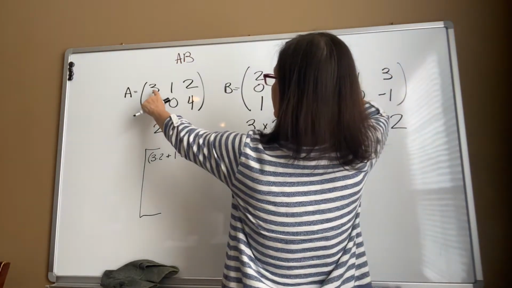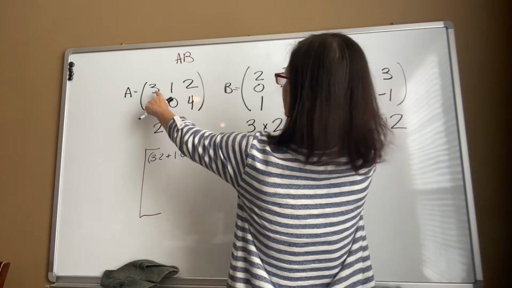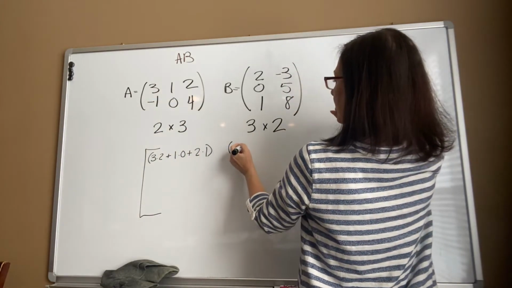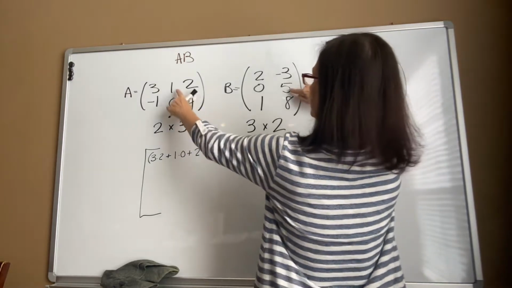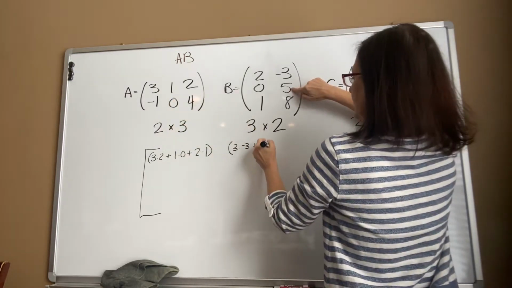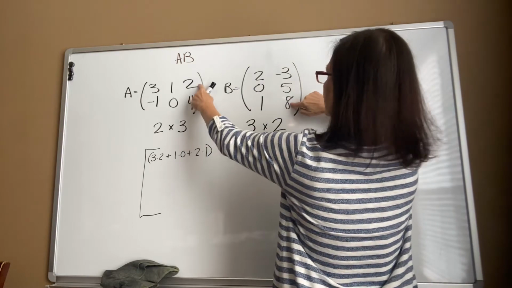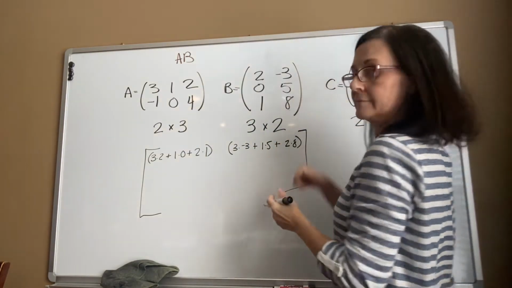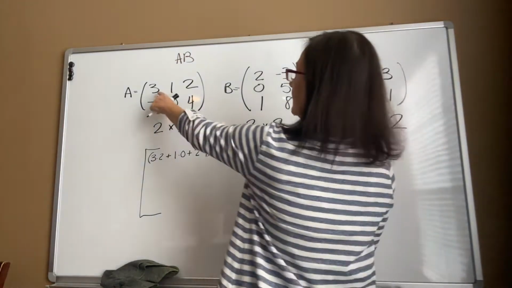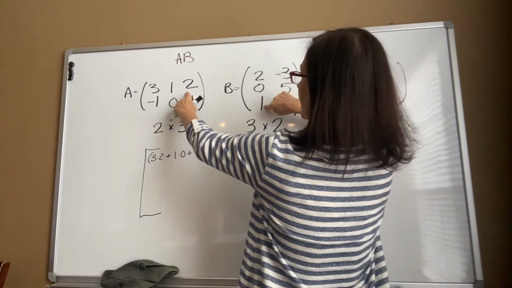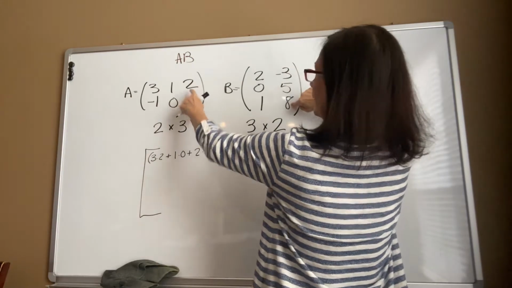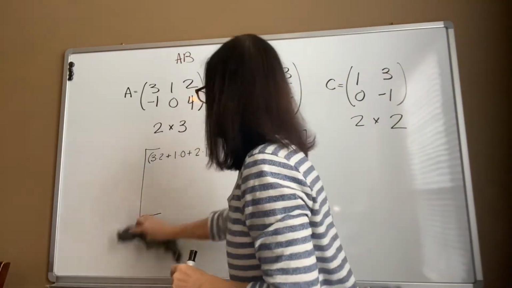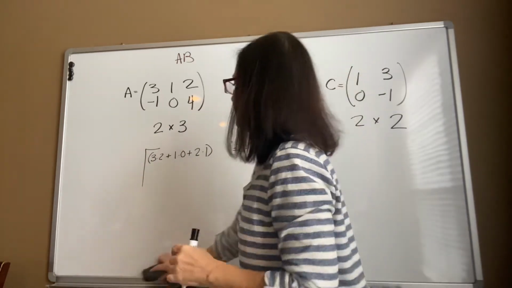All right, remember we said we were going to have a 2 by 2. Let's just prove it. So in the second position here, it'll be 3 times -3 plus 1 times 5 plus 2 times 8. All right, I just took this row, multiplied it by this column, then I took this row, multiplied it by this column. We'll do the math in just a minute. It's just going to be a 2 by 2.